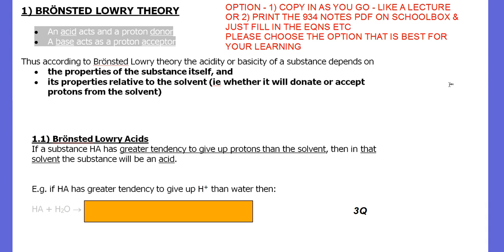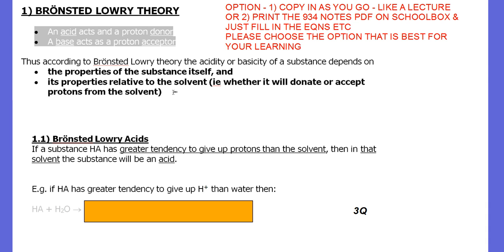But according to the Bronsted-Lowry theory, whether something is an acid or a base depends on 2 things. It depends on the properties of the substance itself and its properties relative to the solvent, i.e. whether it will actually accept or donate protons from a solvent. For example, HCl, hydrogen chloride gas itself, is not really an acid or a base, but when you put it in water, it will donate protons to water. So HCl in water acts as an acid.